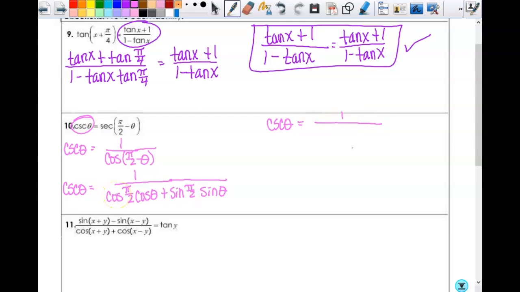What is the cosine of pi halves? It's 0. So 0 times the cosine of theta is 0. Plus, so they don't even have a first term anymore, sine of pi halves. Sine of pi halves is 1. 1 times sine of theta is sine theta. Then that means that cosecant theta equals cosecant theta. And this is the proof of why these cofunctions work.